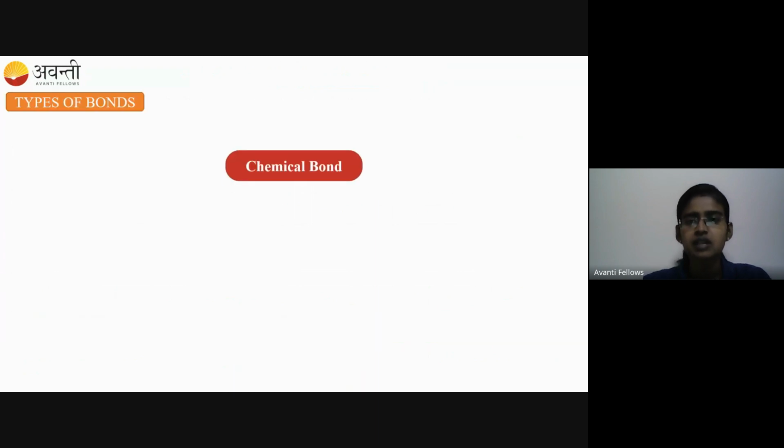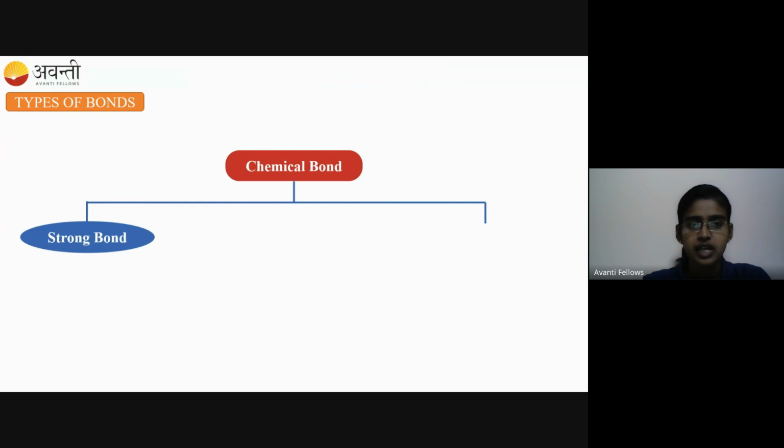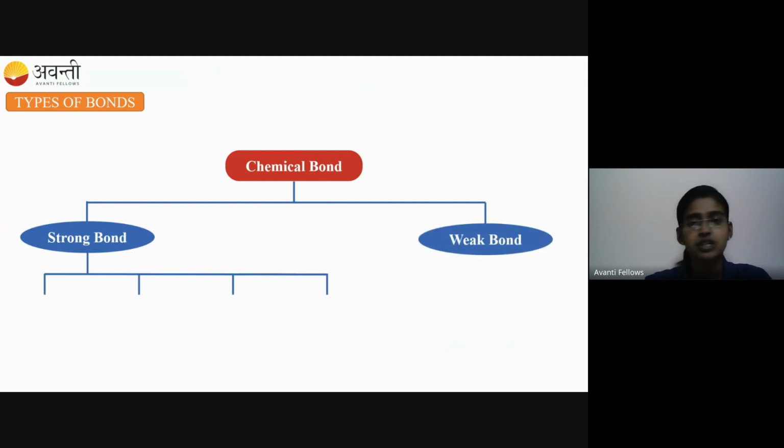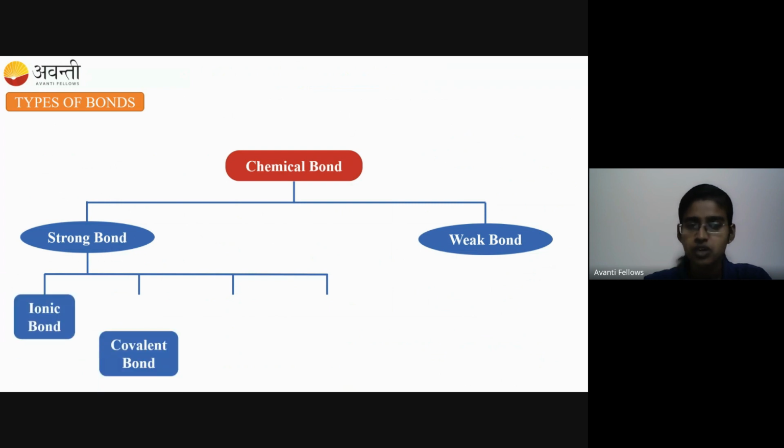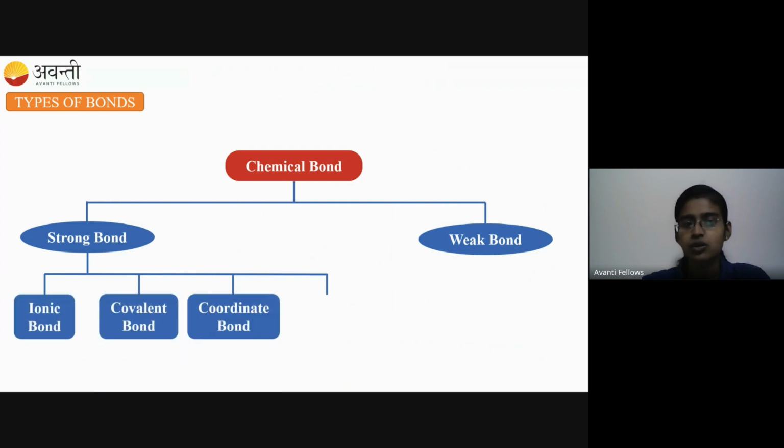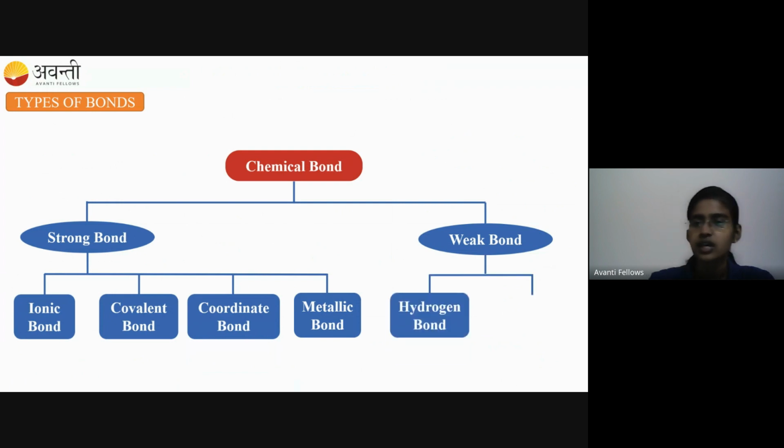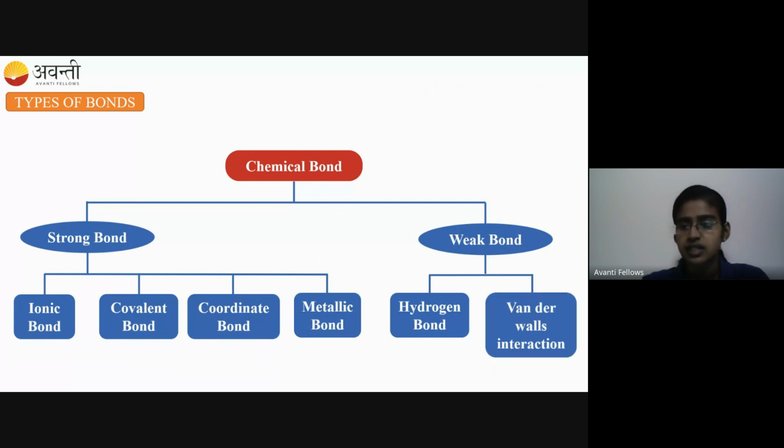So a chemical bond is first classified into two: strong bond and the other one is weak bond. Strong bonds are again classified into four: ionic bond, covalent bond, coordinate bond, and metallic bond. Weak bond is classified into two: hydrogen bond and van der Waals interaction. So these two are the weak bonds.